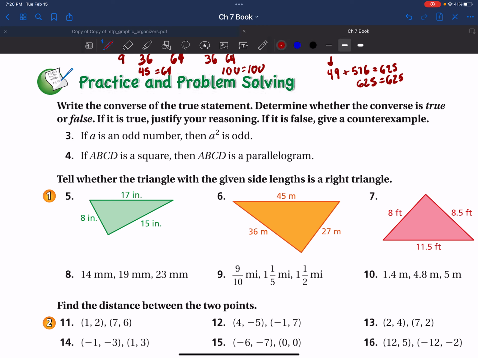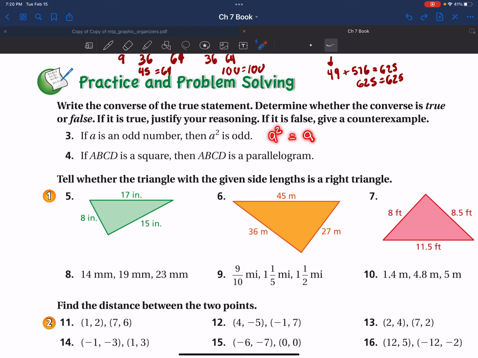Okay, so 3 says, if A is odd, then that means A squared is odd as well. That's a true statement. So it's saying, can we do the converse and see if it's also true? Let's reverse it. If A squared is odd, doesn't that mean A will also be odd?